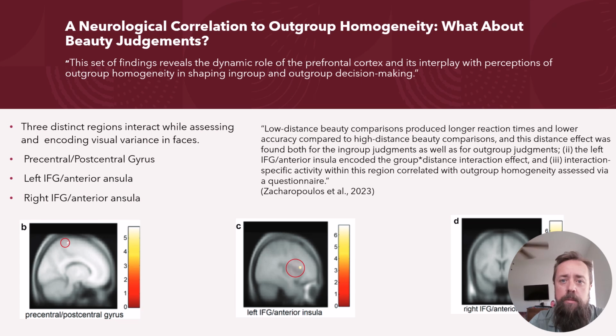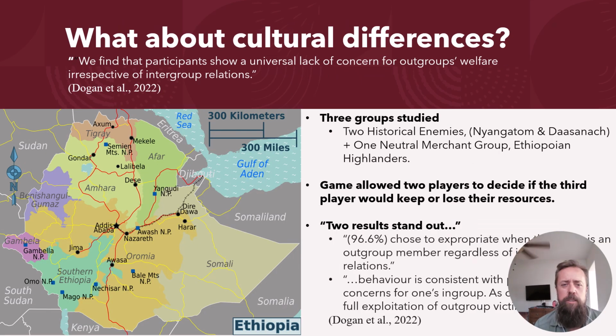In 2022, Dogan's team led a study of three distinct ethnic groups from southwestern Ethiopia. Two rival groups and a third neutral merchant group played a 2-against-1 game where the two decided if they robbed the third. Dogan found that almost all would steal from an outgroup member but rarely stole from an in-group opponent.